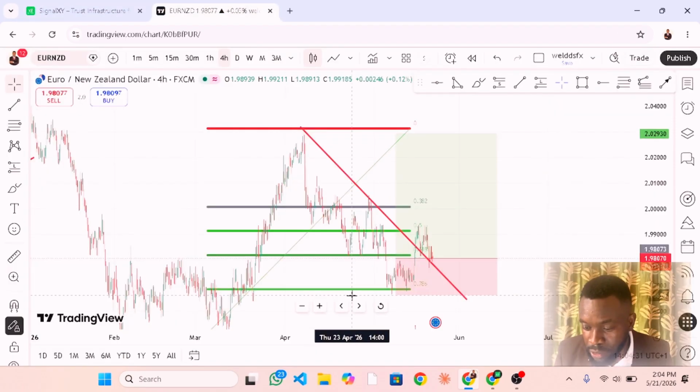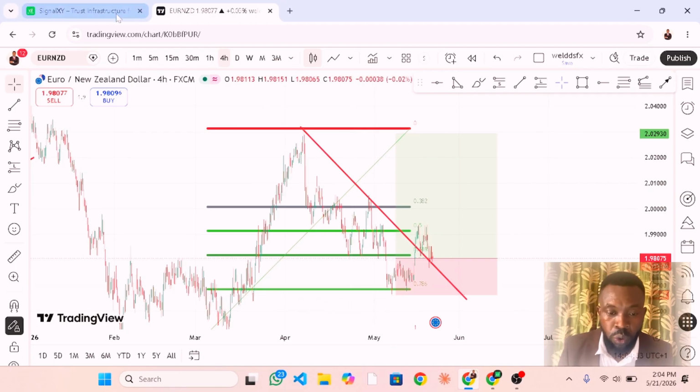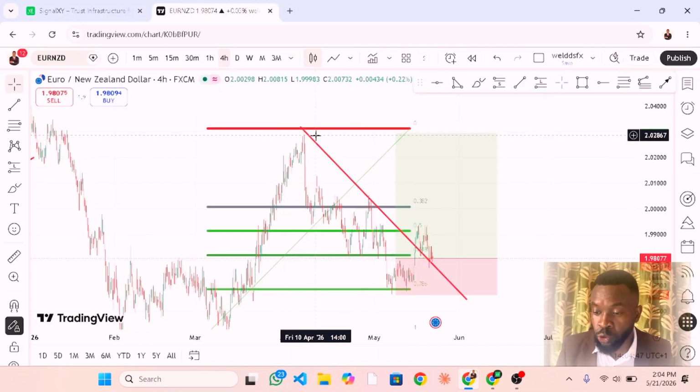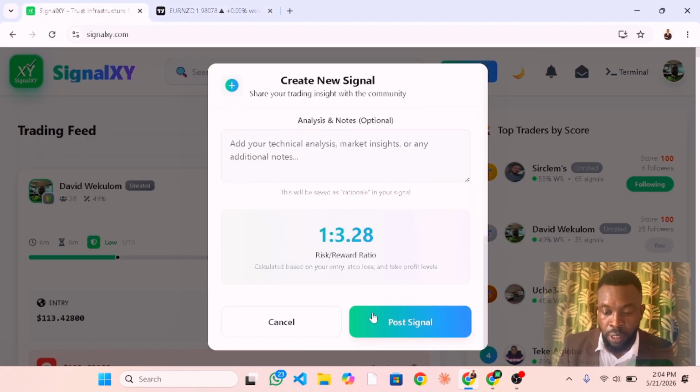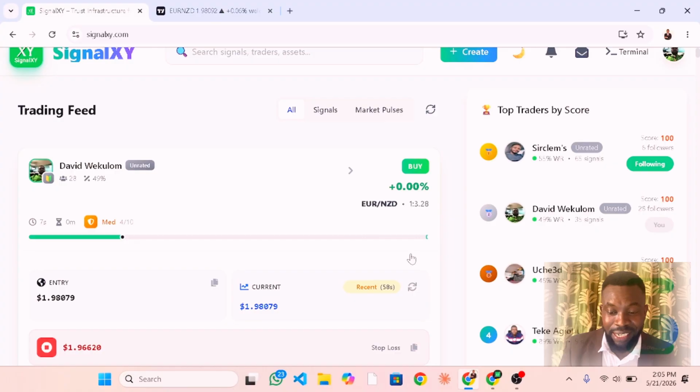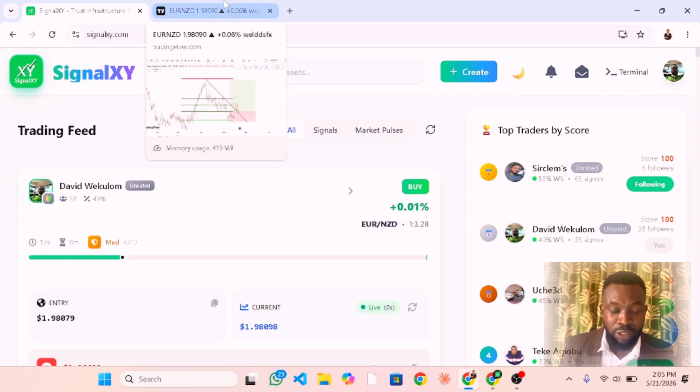We'll take this stop loss as 1.9662, and then your take profit level 2.0286. Okay, so that's a risk to reward of 1:3. Okay, and then you click post. Successful. It has posted Euro New Zealand dollar. So this is Euro New Zealand dollar that's already been posted with a risk to reward of 1:3.28. Okay, so that is a very great signal that you can follow up.